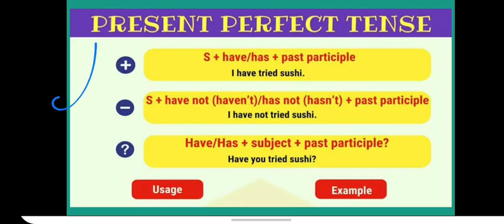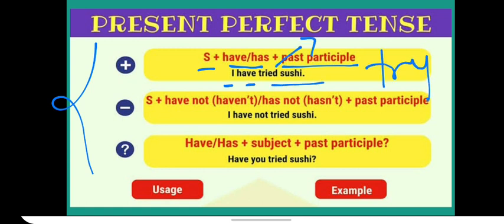Now this one is the structure of how to write present perfect tense. It's quite easy. When you make a positive statement, we need a subject just like normal, and has or have as the supporting verb, and the third form of verb, like I have tried sushi. So tried is the past participle of try, and sushi is the object here. Have and has depend on the subject there.